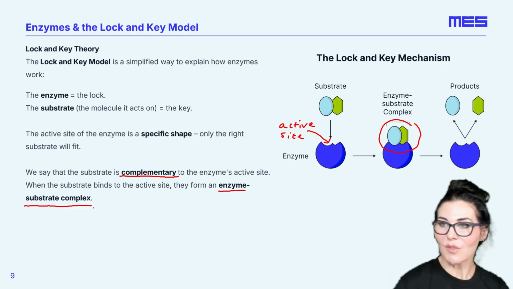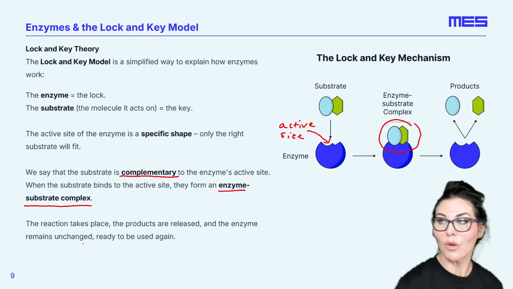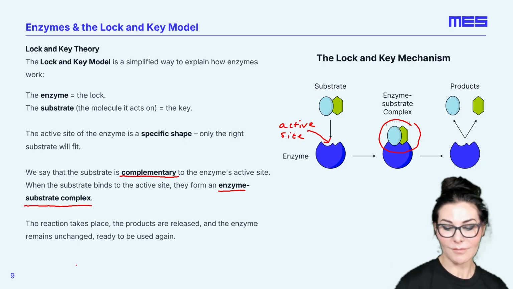Once the enzyme substrate complex has formed, the reaction will happen and products will be made. And when the products are made, they literally will leave the active site because they're different, they no longer complement it, but the enzyme itself is unchanged and is ready to be used again.